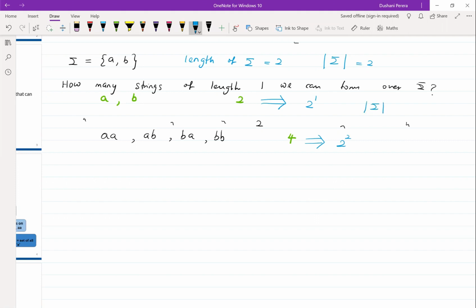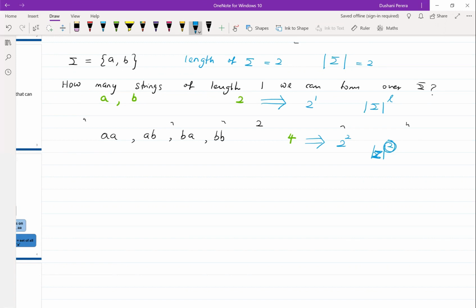Sigma's length is 2. And the power, 2 to the power of 1, the power is the length of the string that we want. It's the same here, sigma to the power of 2. 2 is the length of the string that we wanted.